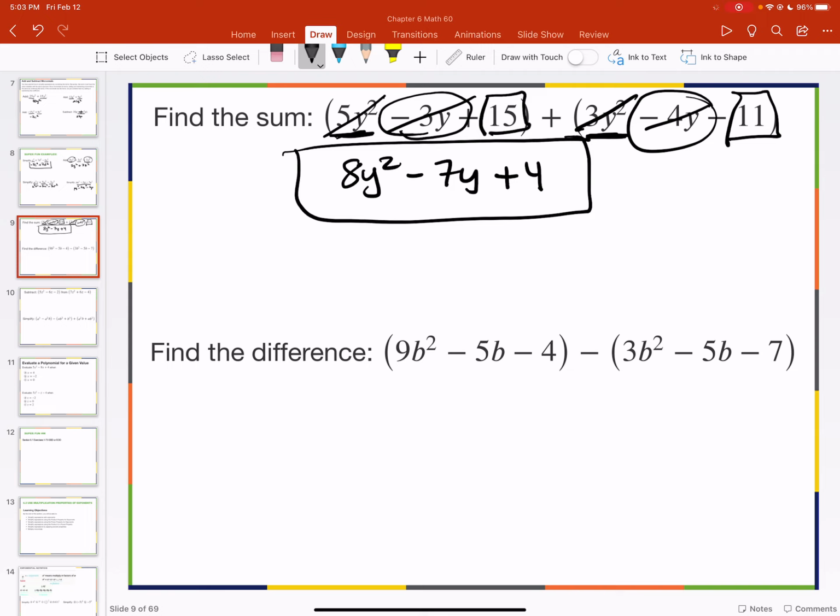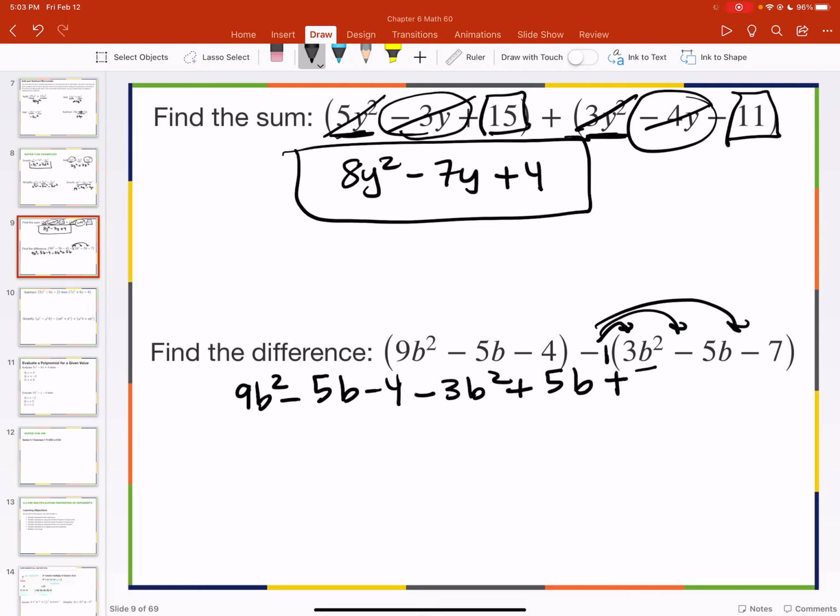And then here, to find the difference between two polynomials, you need to distribute the negative because it's as if you're multiplying by negative 1. Okay, so let's rewrite that. So that would be 9b squared minus 5b minus 4 minus 3b squared plus 5b plus 7. Okay, so let's go ahead and circle the like terms. We have 6b squared. Then this negative 5b and this positive 5b will cancel each other out, right? Because they're opposites. And then you have negative 4 plus 7, and that becomes plus 3.